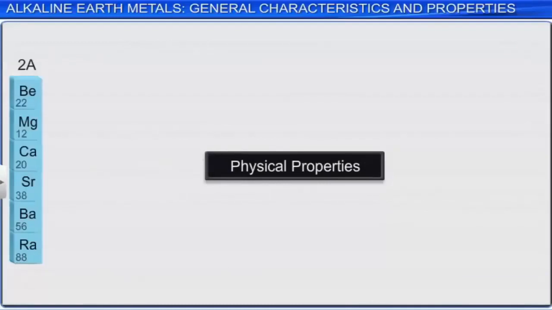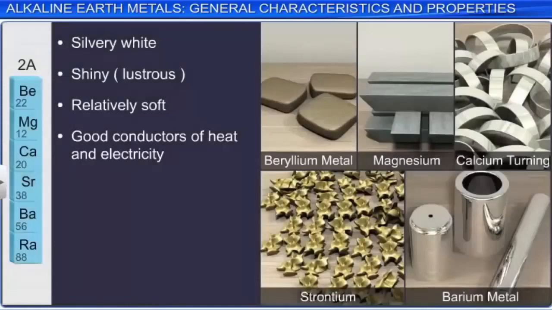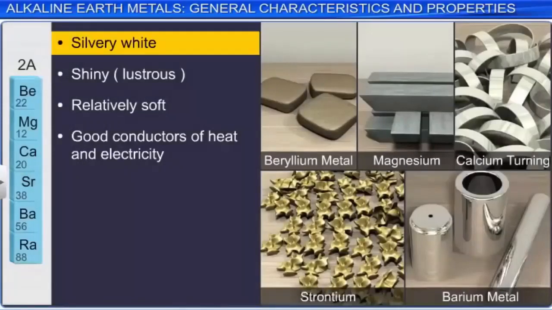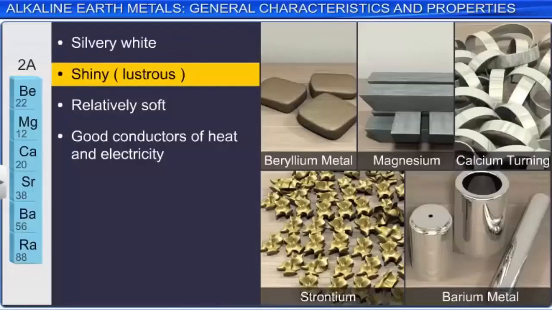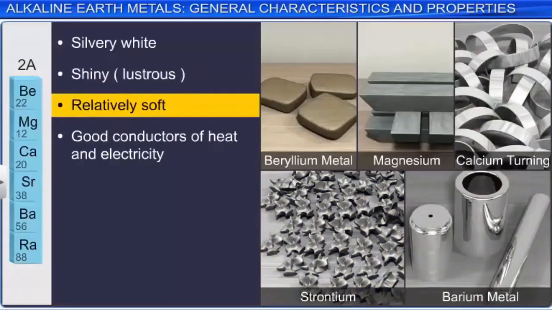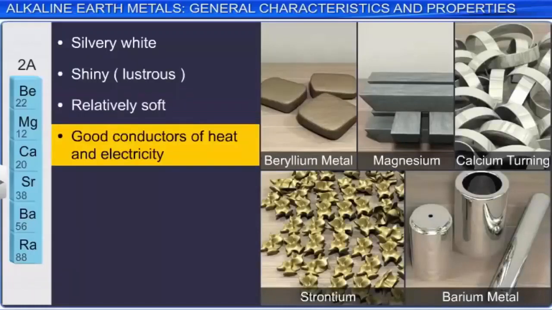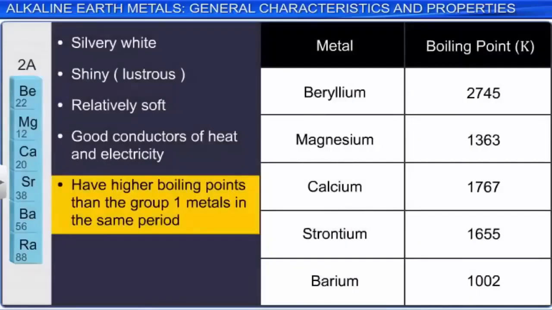However, let's discuss the physical properties of the group 2 metals. The alkaline earth metals are silvery white, lustrous or shiny solids, although beryllium and magnesium may have a greyish cast to them. They are relatively soft metals, though harder than the alkali metals. Like all metals, they are good conductors of heat and electricity. The group 2 metals have higher boiling points than the group 1 metals due to their smaller atomic radii.